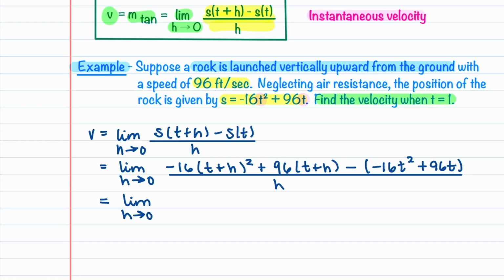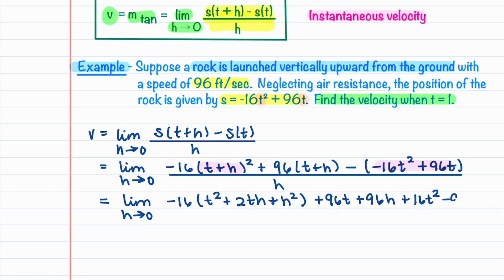I'm going to start by multiplying this out. This becomes minus 16 times t plus h quantity squared, which is t squared plus 2th plus h squared. And then we have a 96t plus 96h. Now we distribute our negative to these terms, and we have a plus 16t squared minus 96t. And then all of this is divided by h.